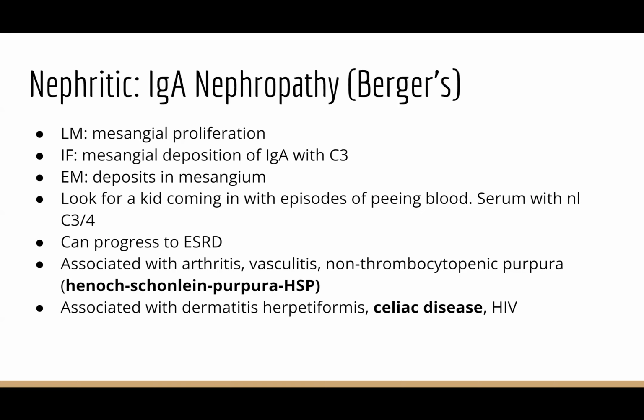What are you looking for in your clinical vignette? A kid coming in with episodes of peeing blood. So it's episodic, they will have an episode of peeing blood, then not. If they can't see the blood, most likely you are getting microscopic blood, so it's not like it's going away, you just can't see it. But you have normal serum C3, C4. This is really important because when we talk about some other nephritic diseases, you don't have normal serum complement. So highlight that. That's going to be something that will clue you in on this in your clinical vignette. So kid, episodic hematuria, normal serum complement. And then this can progress to ESRD.